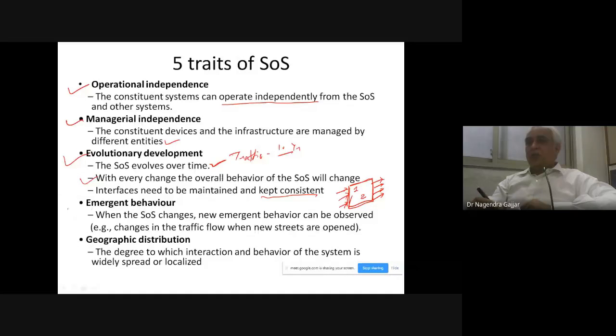The fourth one is emergent behavior. When the SOS changes, new emergent behavior can be observed, for example, changes in the traffic flow when new streets are opened. This is also a question we need to ask when designing our system. We need to keep in mind the advancement and the futuristic needs.